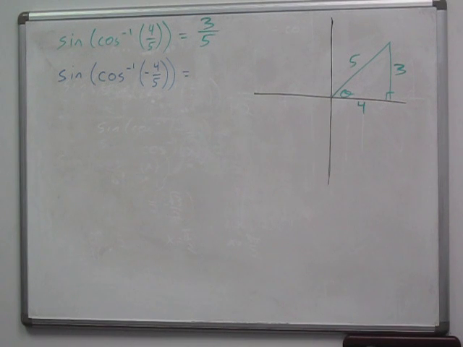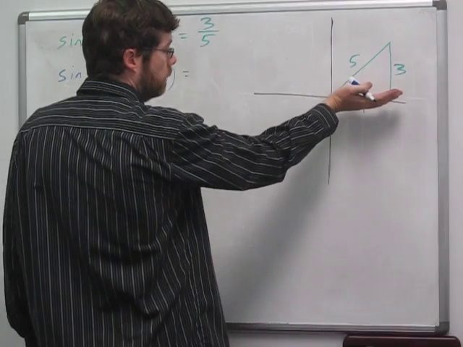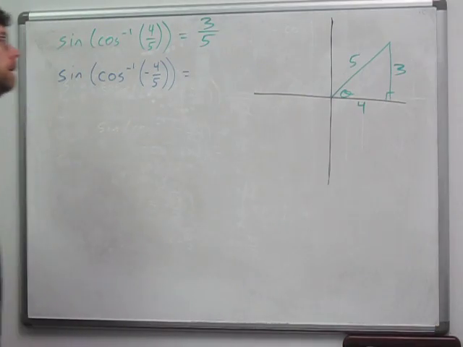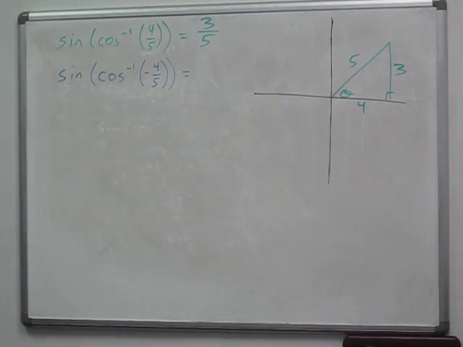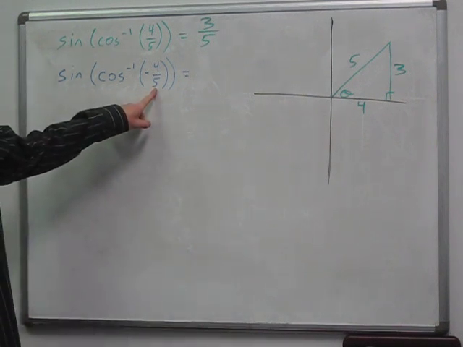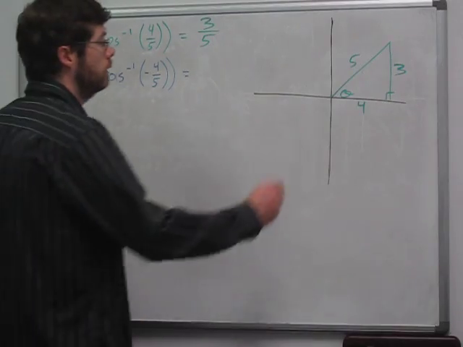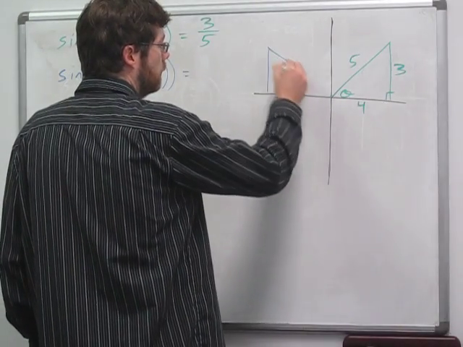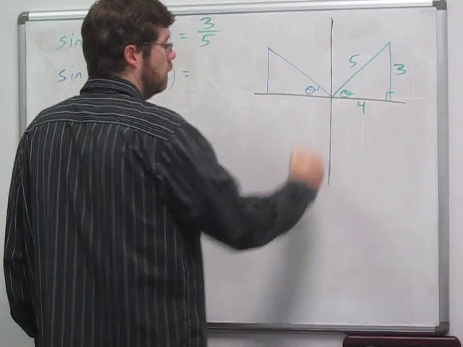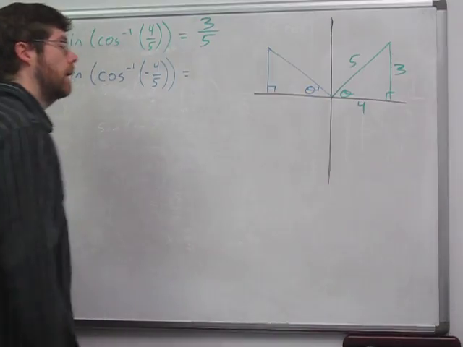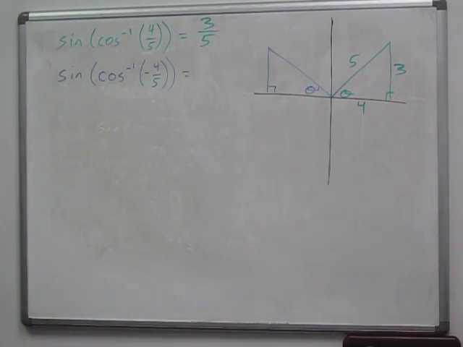What about the second problem? Sine of cosine inverse of a negative 4/5. Well, again, cosine inverse spits out an angle between 0 and pi, so we'll want to use a reference triangle somewhere in the upper half of the plane. For cosine to have a negative value in the upper half, it must be a rotation that brings me into quadrant 2. So I'm going to use a reference triangle in quadrant 2.